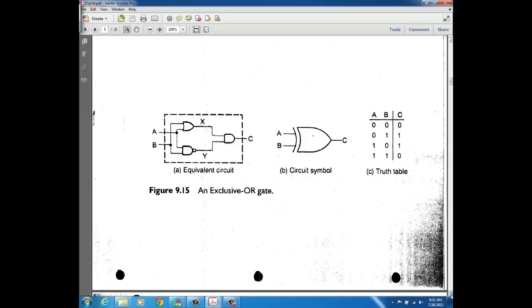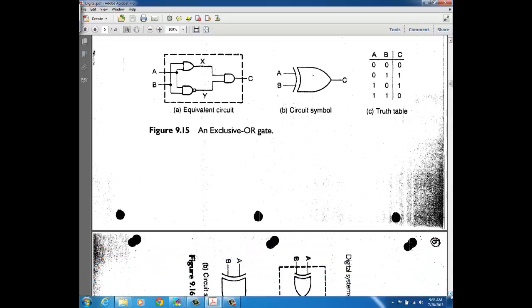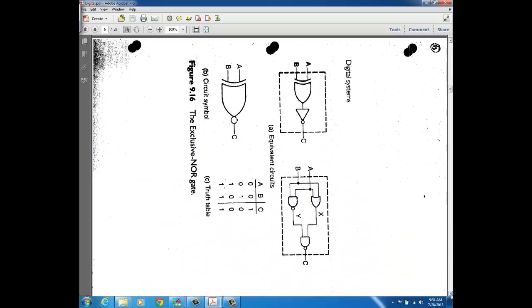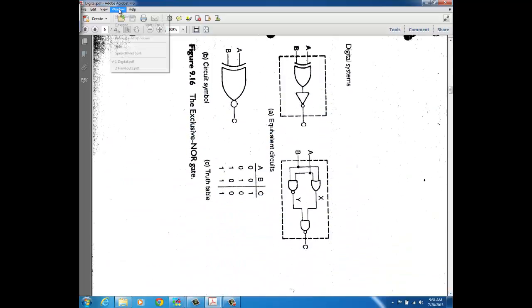Now, you might suspect, since we have AND and NAND and OR and NOR, that we could have an exclusive NOR.